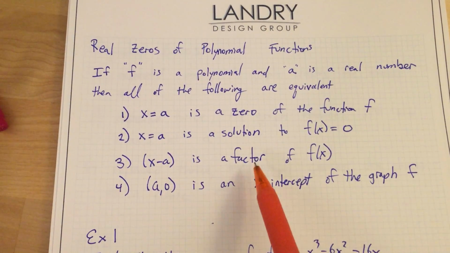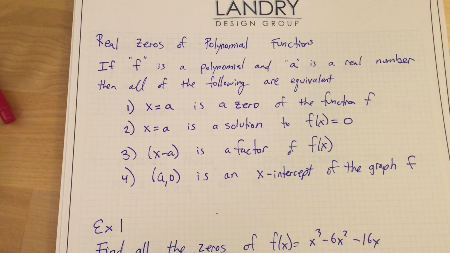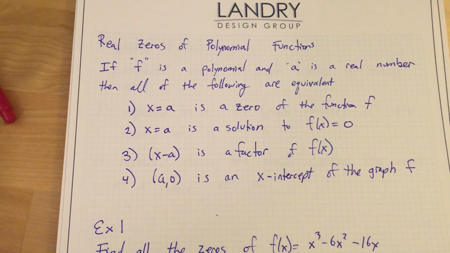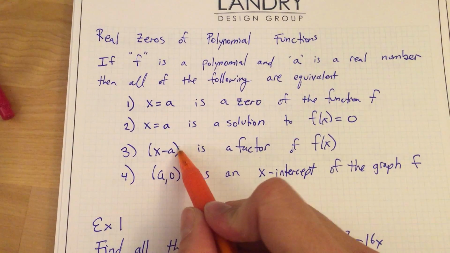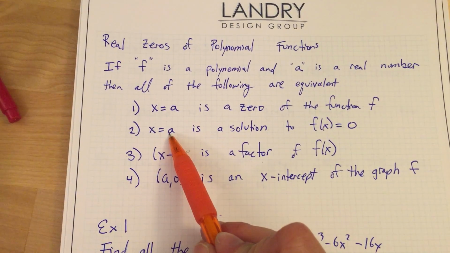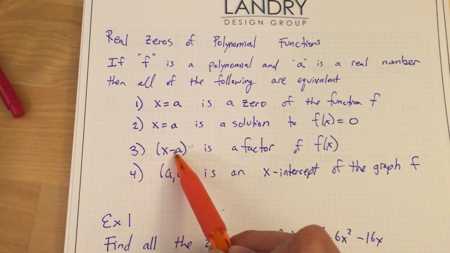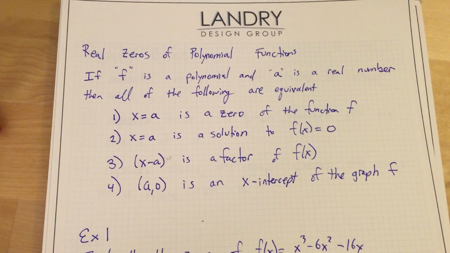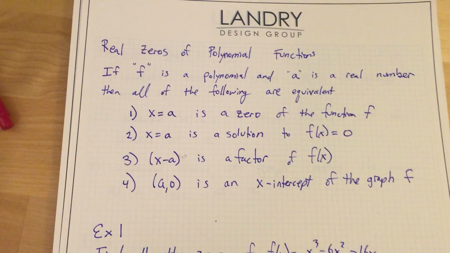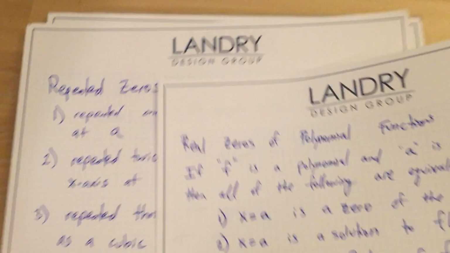Now, I can also write it as a factor, and this is something that we're going to come back to in the next video on synthetic and long division. So if I set my factor, because again, when we're solving factors, right, we set it equal to 0, and if I add a to both sides, boom, I'm right up to number 1. So if I just subtract a from both sides, I get x minus a. So these are your real zeros of polynomial functions.